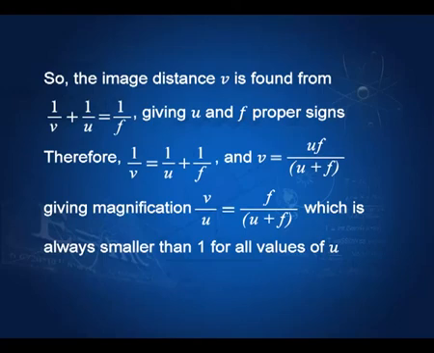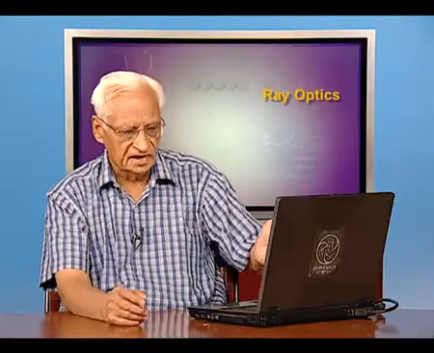And now, you see that the denominator is always larger than the numerator, whatever the value of u, and therefore the size of the image is always smaller than the size of the object. So, in a convex mirror, size of the image is always smaller than the size of the object. Let us take another example.